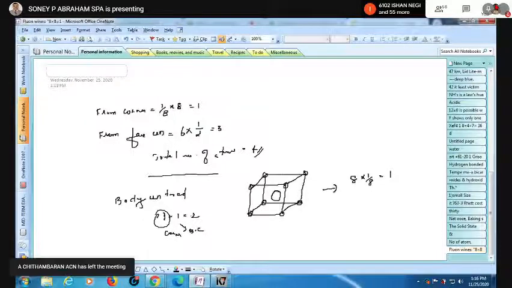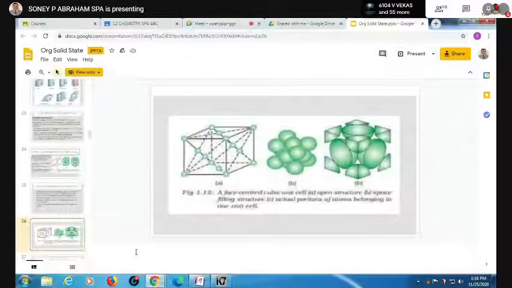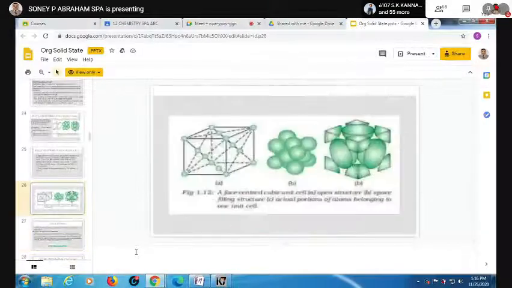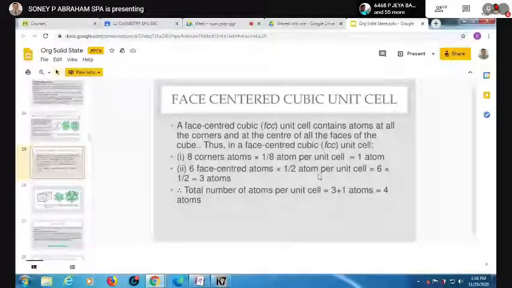Are you getting? Yes, sir. So tell me again, what is the number of atoms present in a primitive unit cell? 1. In a phase centered, 4. This is how: 8 corners and 1 by 8 from each corner, totally equal to 1. 6 phases, 1 by 2 from each of the 6 phases, it is equal to 3, and total number of atoms will be 3 plus 1 equal to 4.